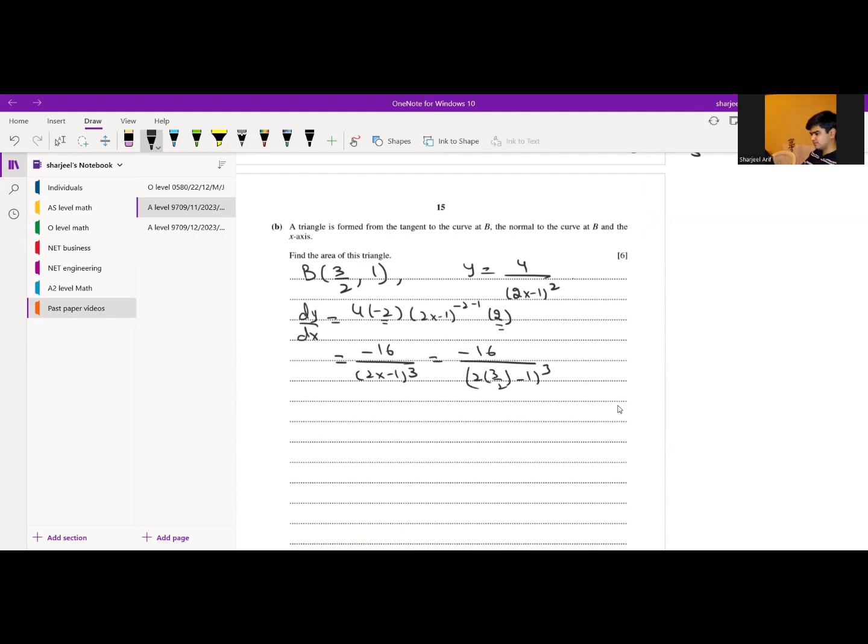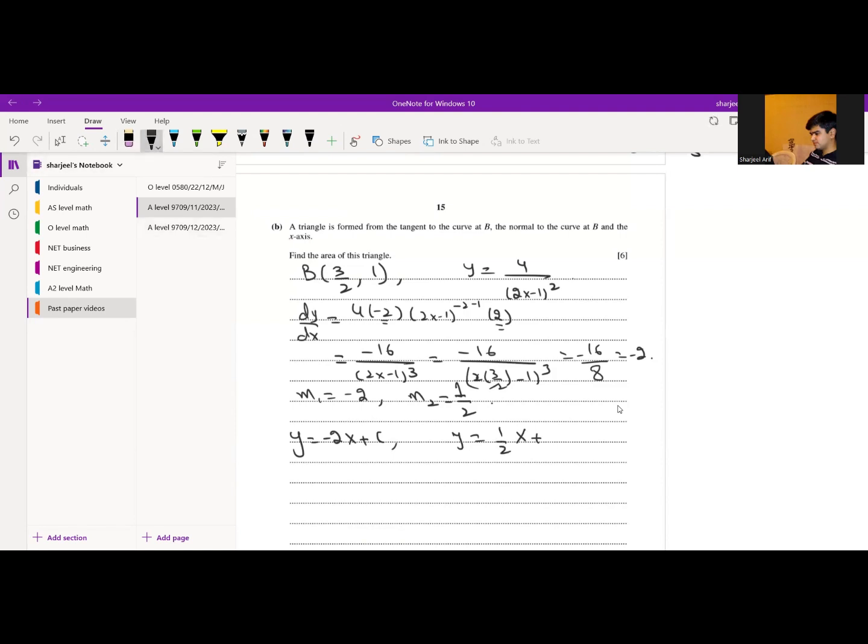You will get minus 16 over 8, that would be minus 2. That's the value of m1. m1 is minus 2. So m2 will be, because m2 is the gradient of the normal, 1 by 2 positive. So the equation will become, sorry, y equals 1 by 2 x plus c.